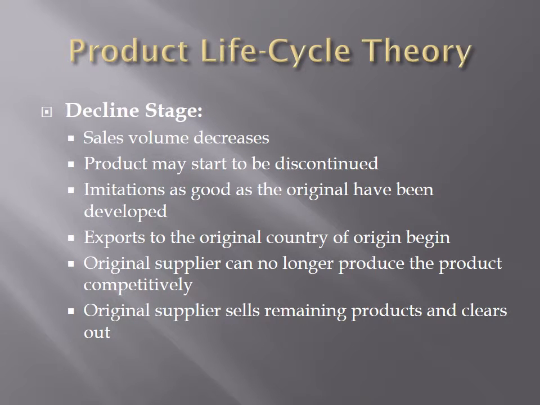In the decline stage, you're going to see that sales volume decreases. Product may start to be discontinued. Imitations in the advanced countries or developing countries have been developed that are just as good as the original. You will start seeing exports to the original country. The original supplier can no longer produce the product competitively, and eventually the original supplier sells the remaining products and clears out the inventory.